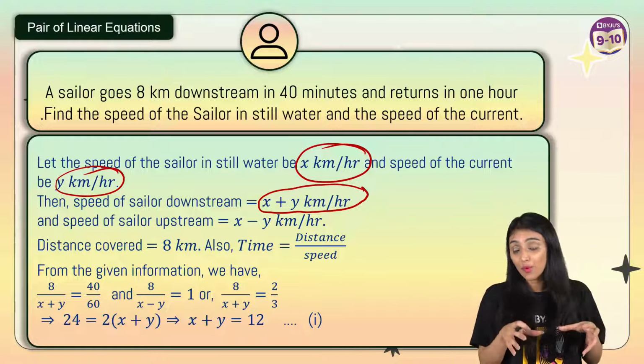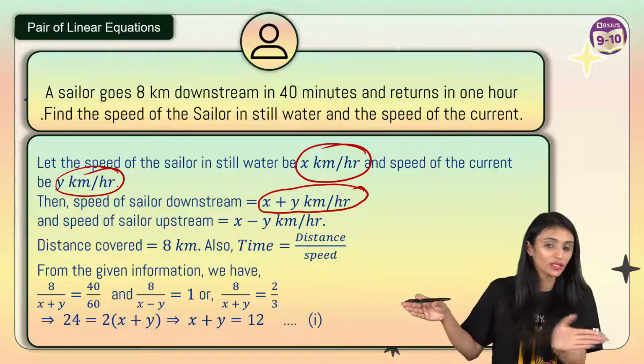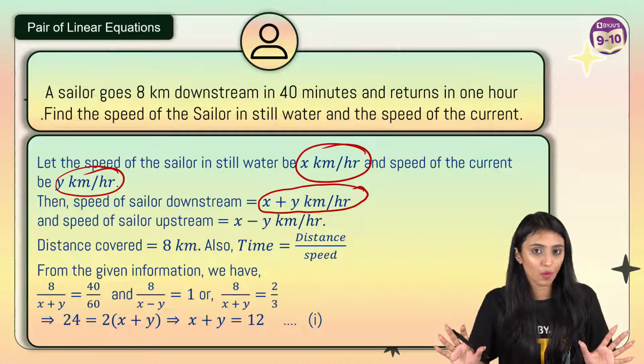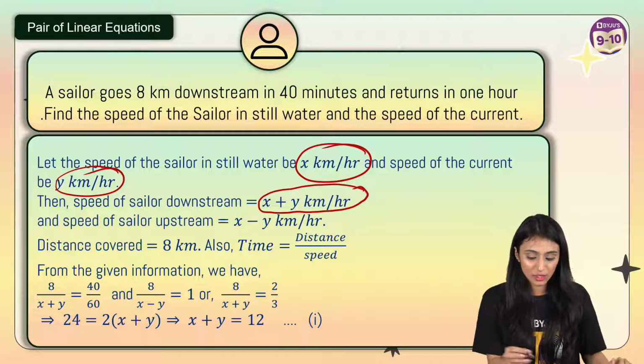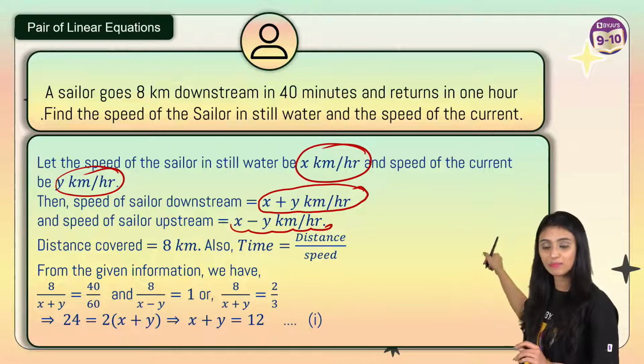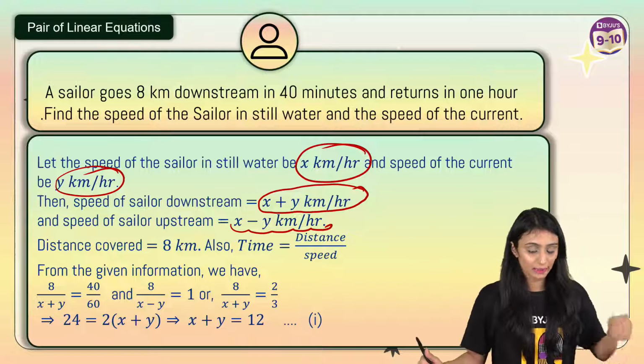But when you're sitting in a boat and you're going against the flow of water, water is going this side, you are trying to move this side. There will be a lot of resistance to the boat. In that case, the speed reduces. That's going to be x minus y kilometer per hour. Trust me, this is one step where maximum students make errors.